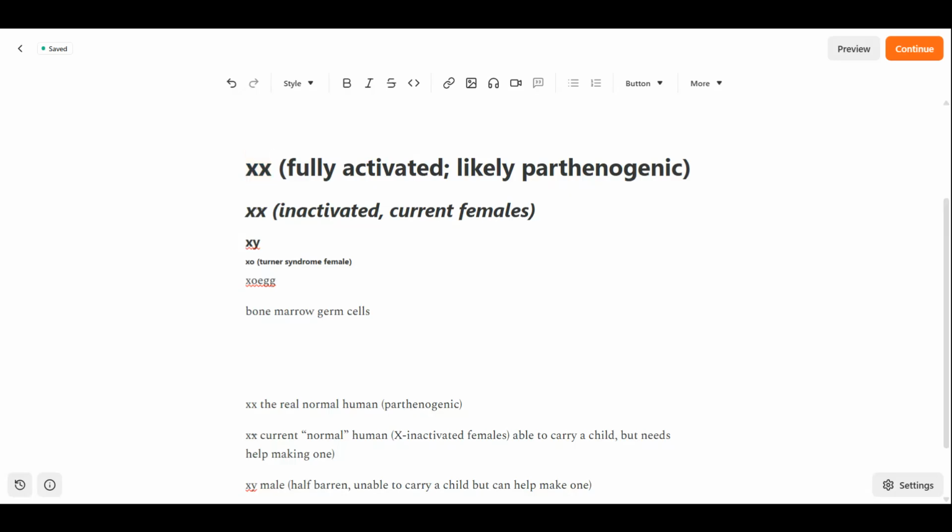So that is why they needed to inactivate this in every one. So this is what would happen to the embryo of this guy. So this is what would happen to the embryo of this woman. So they inactivate this. I'll be right back.